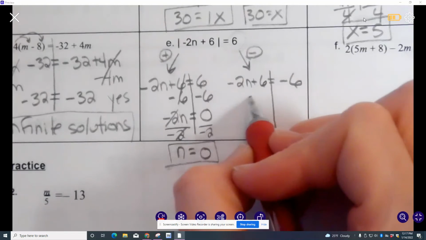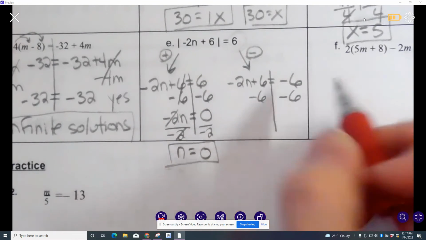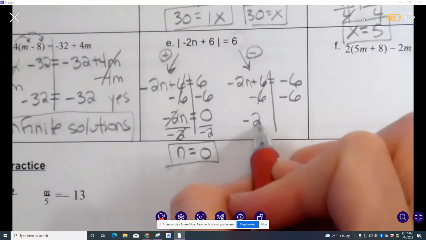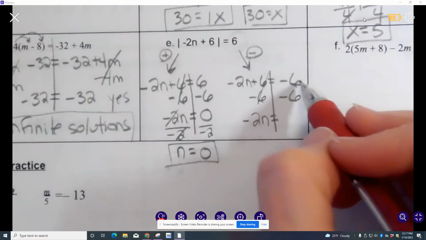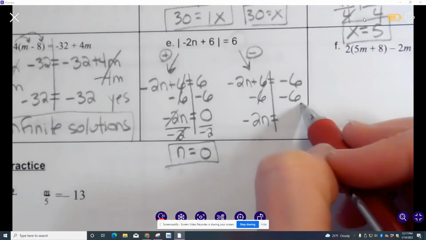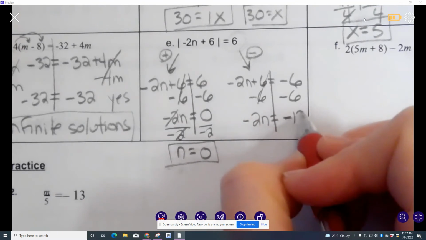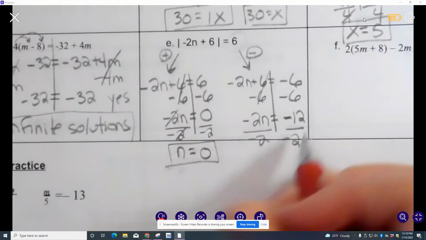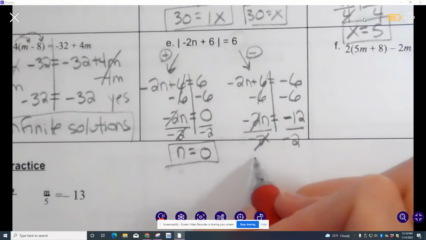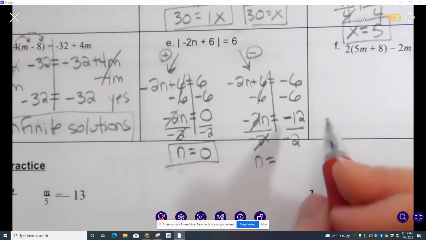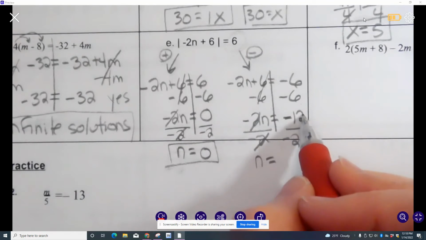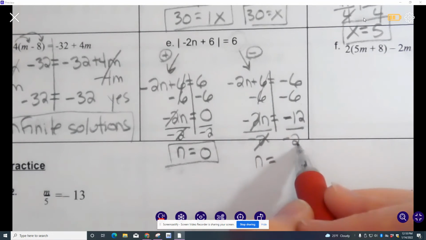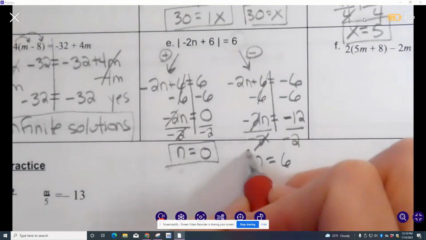You're going to start the same by minusing 6 from both sides. Positive 6 and negative 6 is 0. So negative 2n equals, over here we have negative plus a negative. That's going to be a bigger negative. Divide by negative 2 again. Negative 2 divided by negative 2 is 1. But this time I'm going to get n equals negative divided by a negative is a positive. 12 divided by 2 is 6.